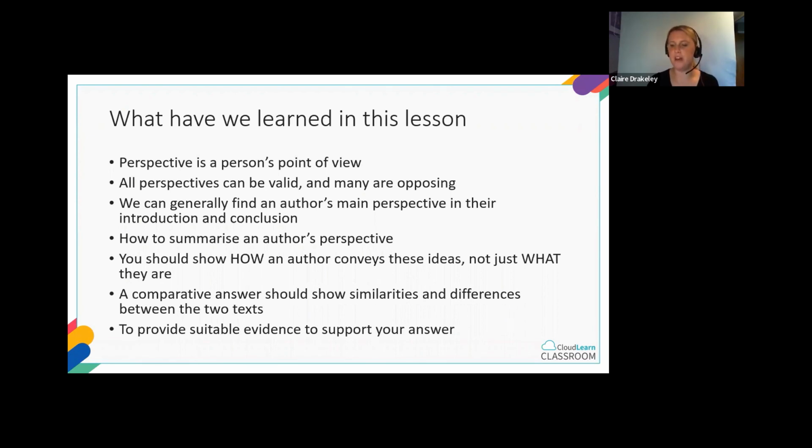We will be talking about that further. If you've got to the end of this lesson and you're thinking, I still don't know how to answer these essay questions, we're going to come across that more. This is just showing you how to locate perspectives and how to compare perspectives.